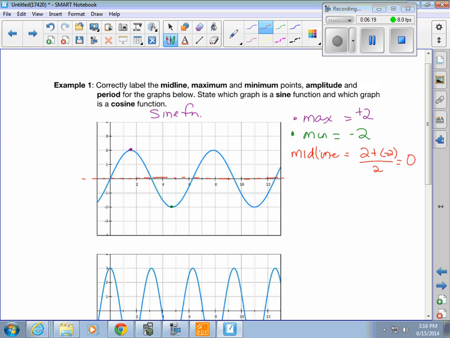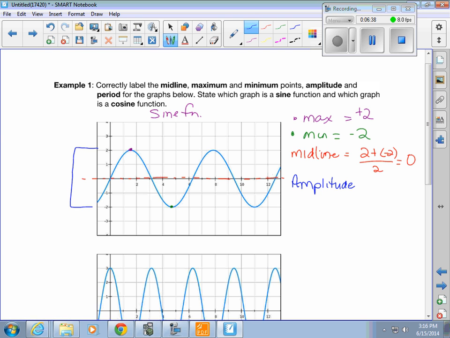Your amplitude then, amplitude is the distance going from here to here. So you could just count it. That's easy enough to count. You know it's a 4. But if you want to calculate your amplitude, there's two. I showed you one way.